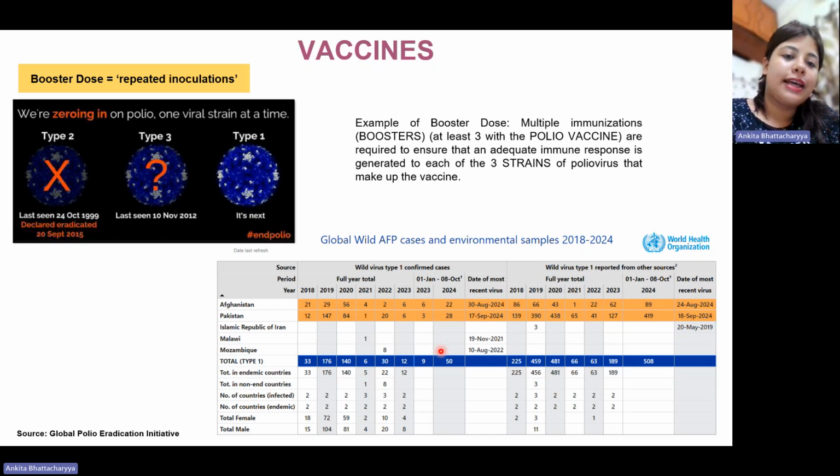So what you see on the left is a slightly older poster, which was designed for polio, that we are zeroing in on, one viral strain at a time.